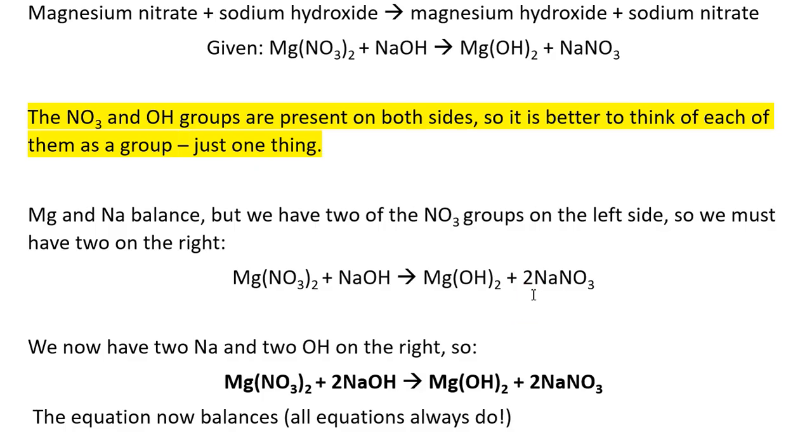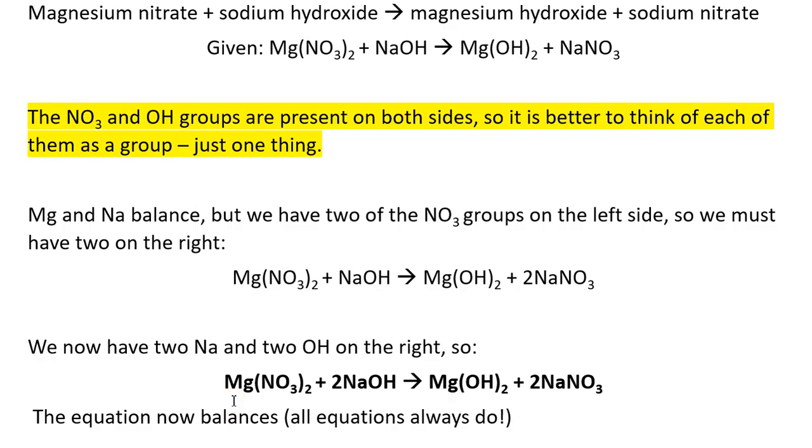That being the case, I've now increased my number of Na. I've got 2 on the right. I need 2 on the left. Put the 2 there. That also increases my OHs. 2 NaOH contains 2 OH groups, but I've also got 2 on the right. Everything seems to balance. Let's check.